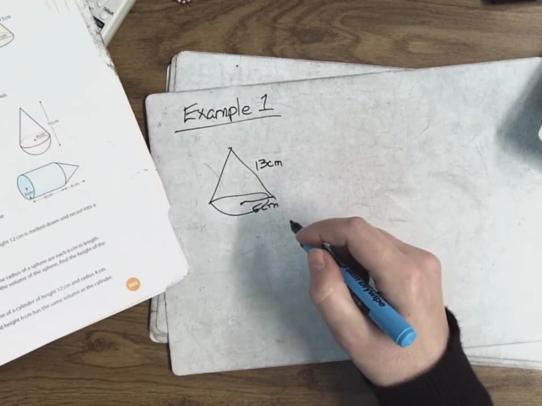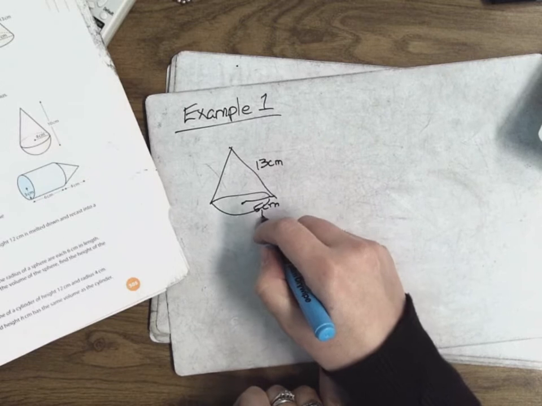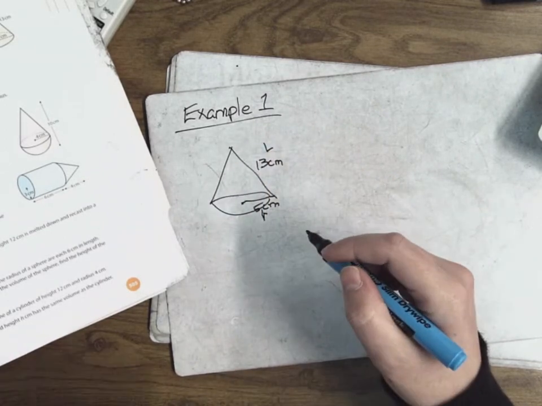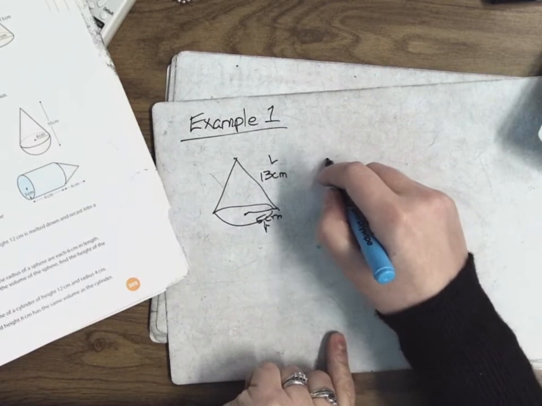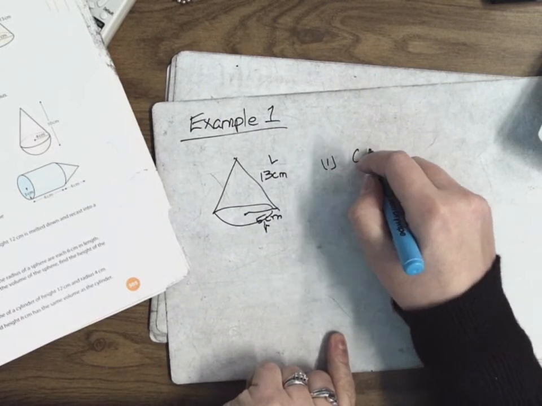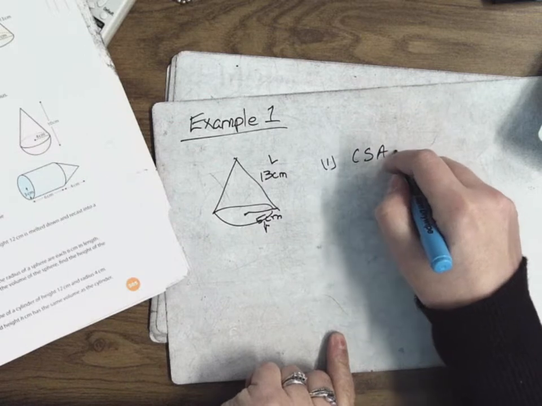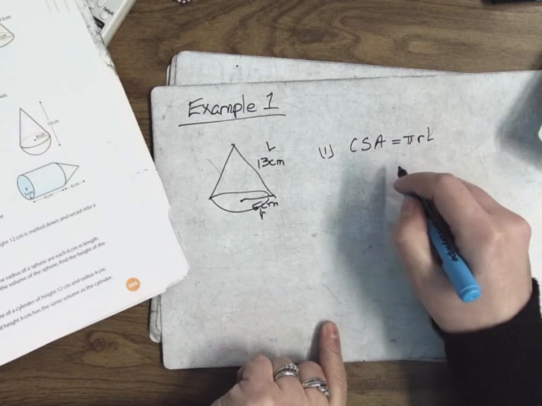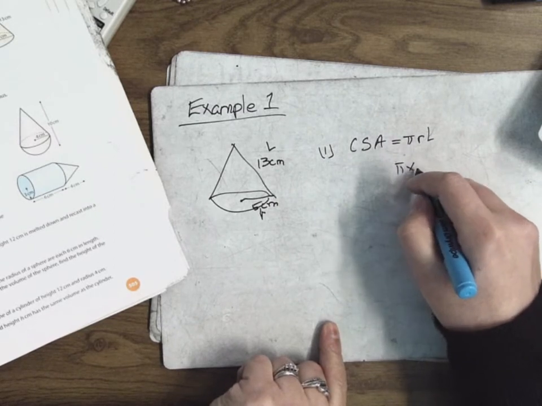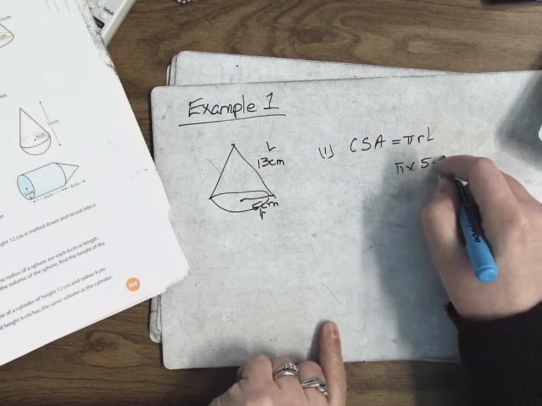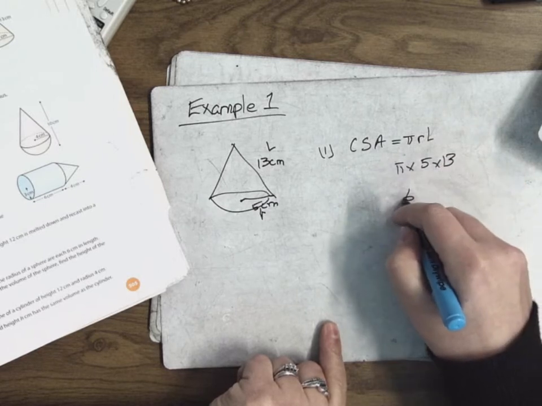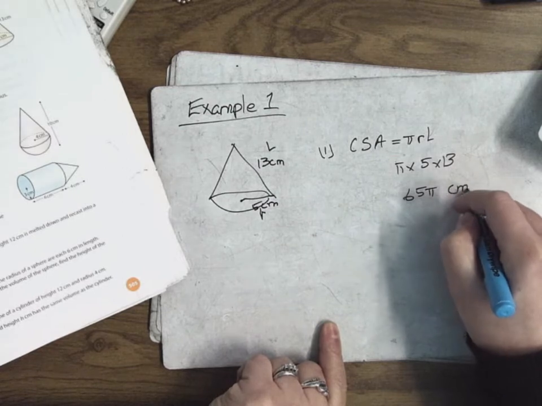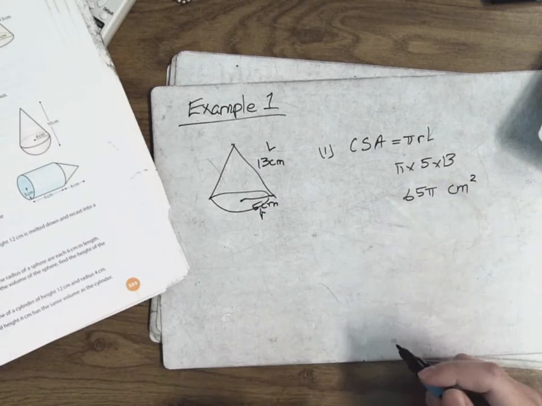Okay, so they've given me R, and what letter do I call the slant height? L. So they've given me R and L. So part 1 asked me for the curved surface area. So the curved surface area is pi R L, and we'll say give your answers in terms of pi. So that's pi multiplied by 5 multiplied by 13, which is 65 pi and cm squared, because it's area. Is that okay?